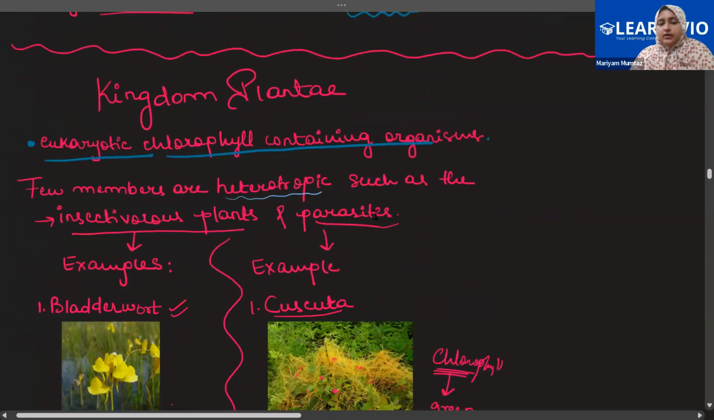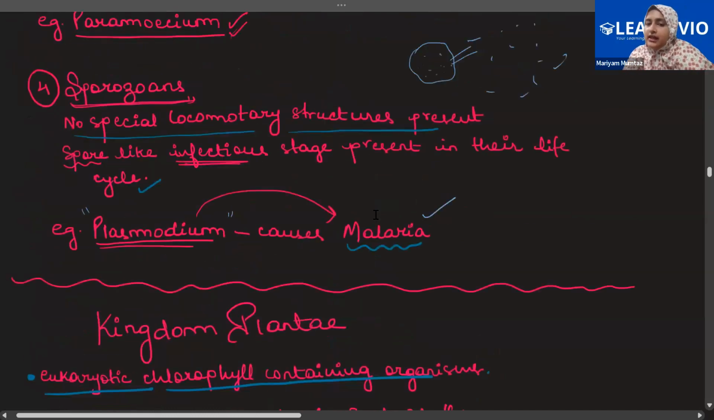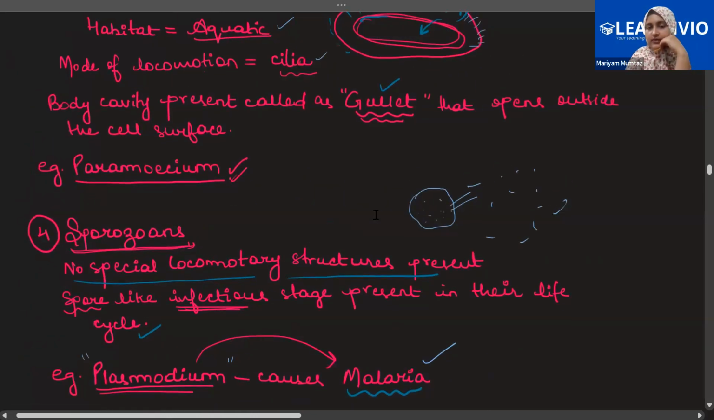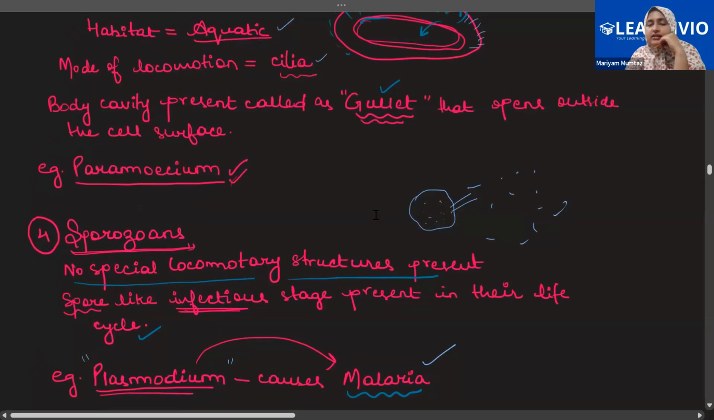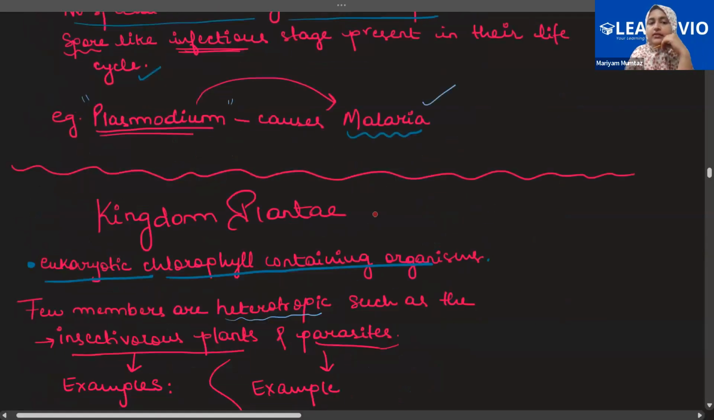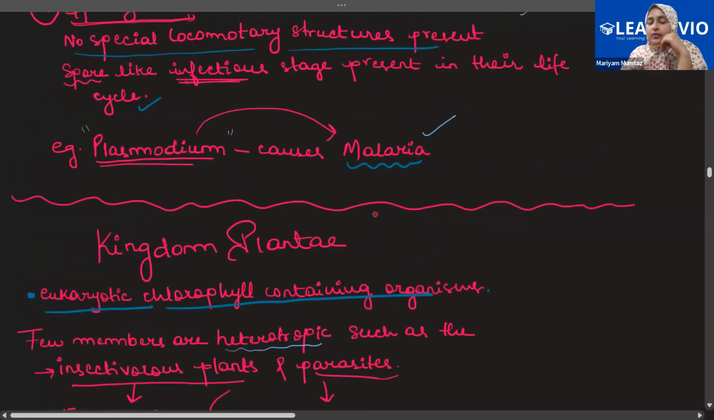Okay, now let's start with another kingdom. Now, kingdom Protista is done, right? Now, see, you have an upcoming test, and in that test, the portion that I am giving is the living world and the biological classification up till kingdom Protista, meaning up till here. This will be the portion.